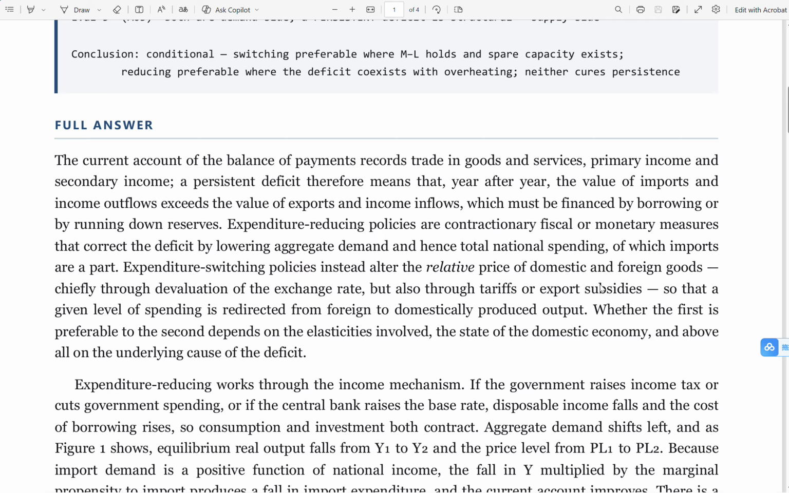Then we have expenditure reducing policies, including contractionary fiscal and monetary policies, taxes, rate hikes, and all kinds of measures that correct the deficit by lowering aggregate demand and hence total national spending, of which imports are a part. Quite devastating, and you can mention the negative implications of this. Expenditure switching policies instead alter the relative price of domestic and foreign goods, trying to make domestic goods more appealing to the international market, and using tariffs to make imports more expensive. So this is expenditure switching policies. We are basically defining the key terms.